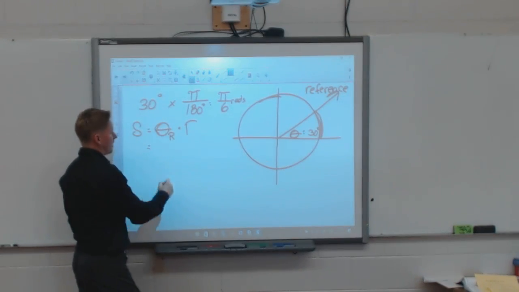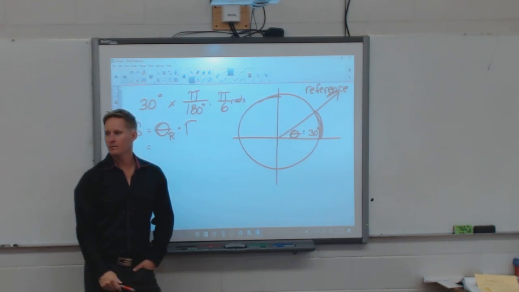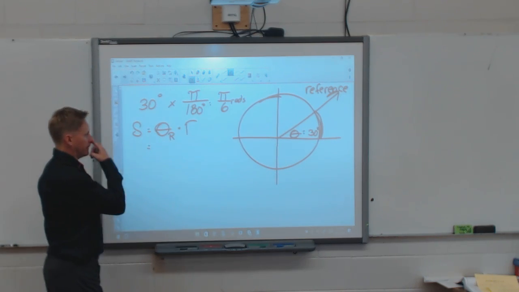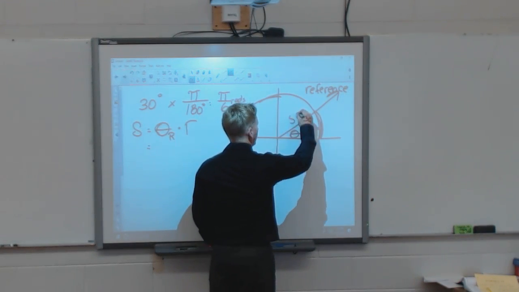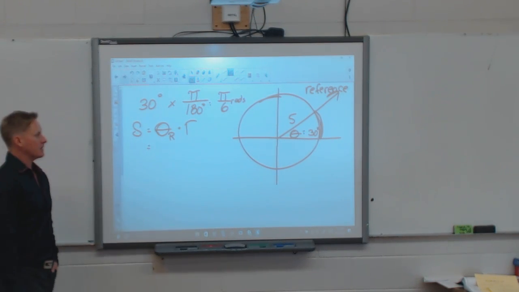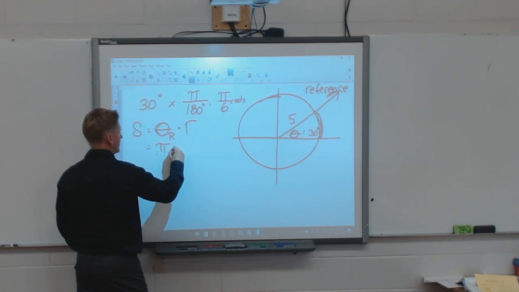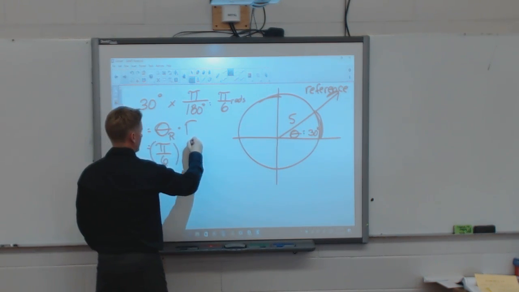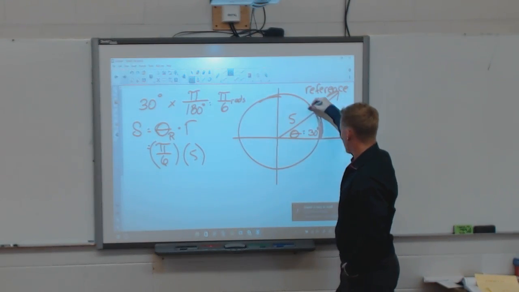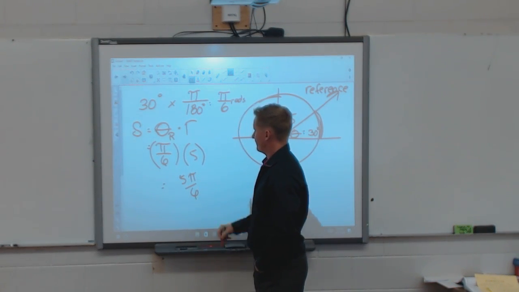Now, if I wanted to find that arc length, it would depend on how long my radius is here. We are going to primarily deal with a radius of 1 unit. But just for the heck of it, let's say that it was 5 units long. Then I could measure this arc length by taking pi over 6 radians and multiplying it by a radius of 5. So how long is this arc length right here? 5 pi over 6.